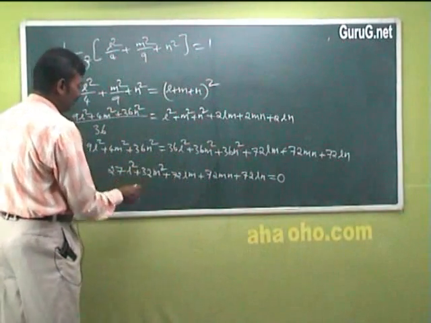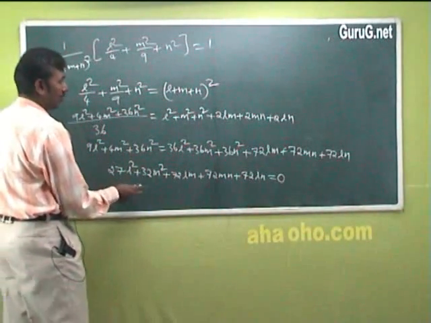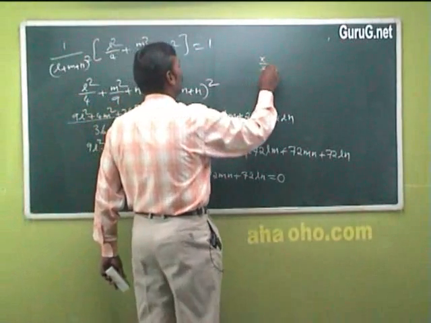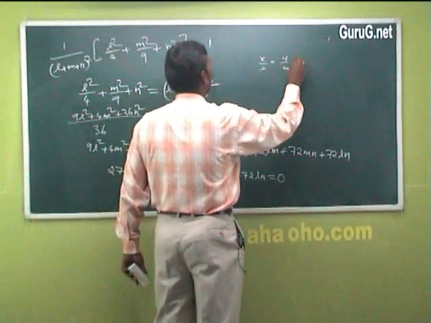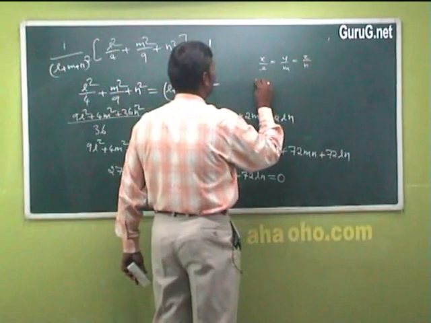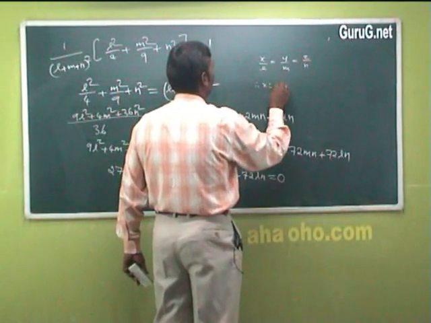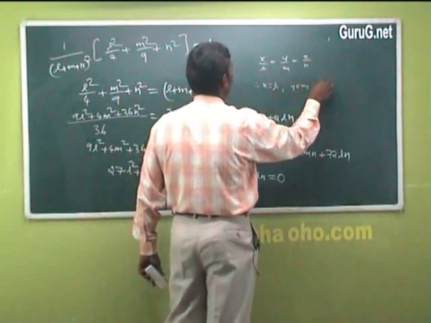Now what is LMN? That is x by L, y by M equal to z by N, which is nothing but what? X equal to L, y equal to M and z equal to N.